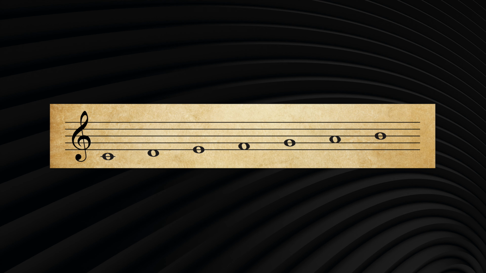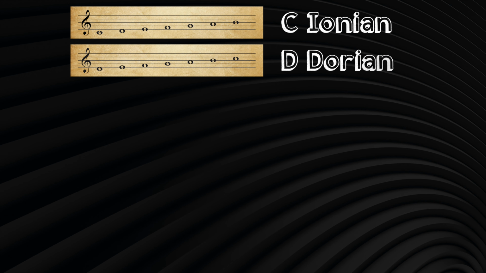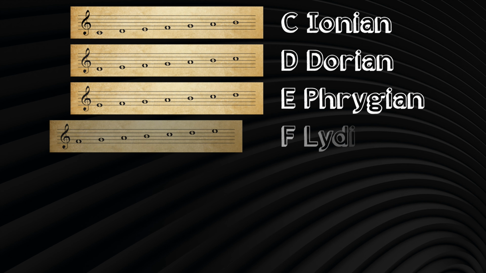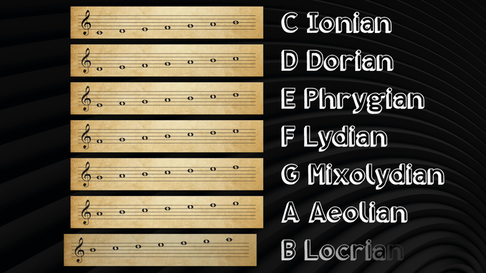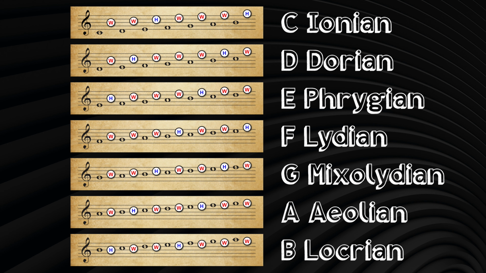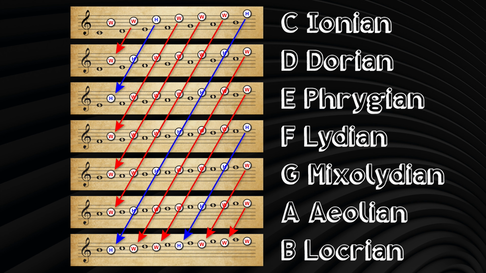If we use C major as an example, you can see as we go from C all the way up to B how the order of the modes works. We start with C Ionian, then D Dorian, E Phrygian, F Lydian, G Mixolydian, A Aeolian, and finally B Locrian. As you've probably figured out already, each of these modes has a slightly different ordering of whole steps and half steps that are just shifted from the regular major scale.